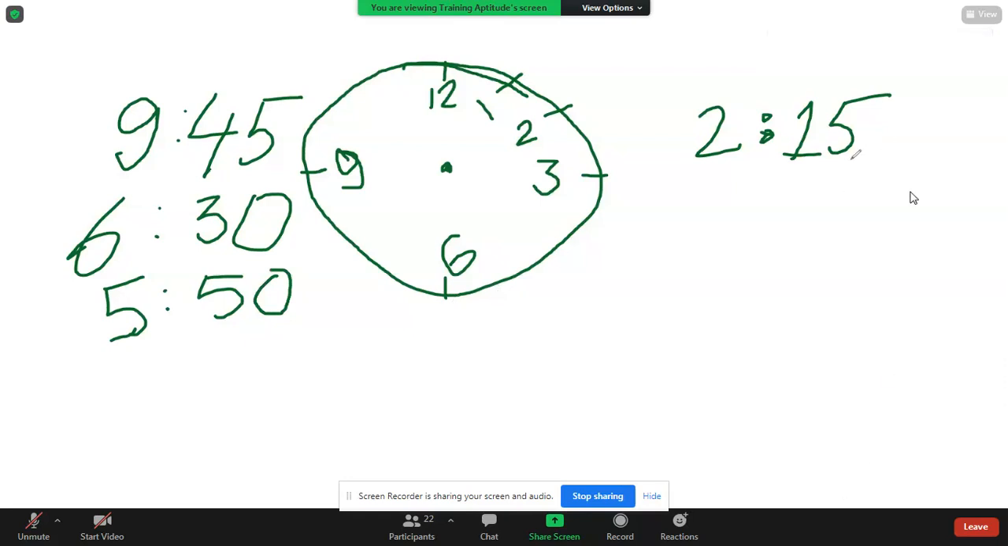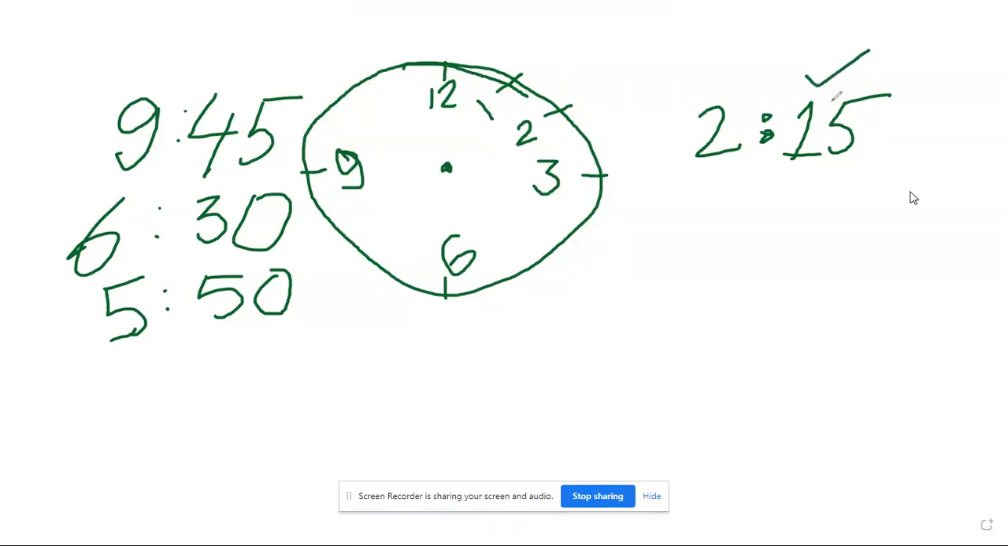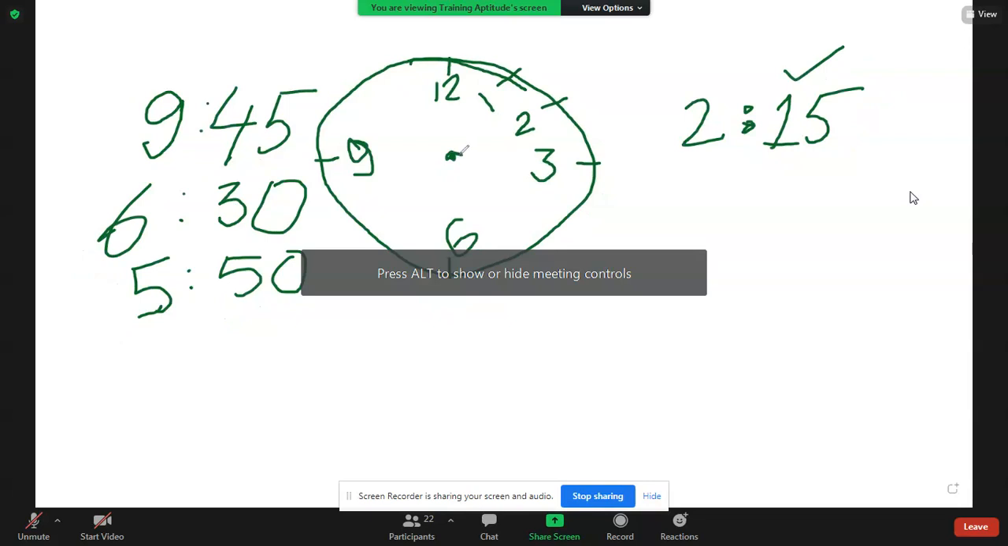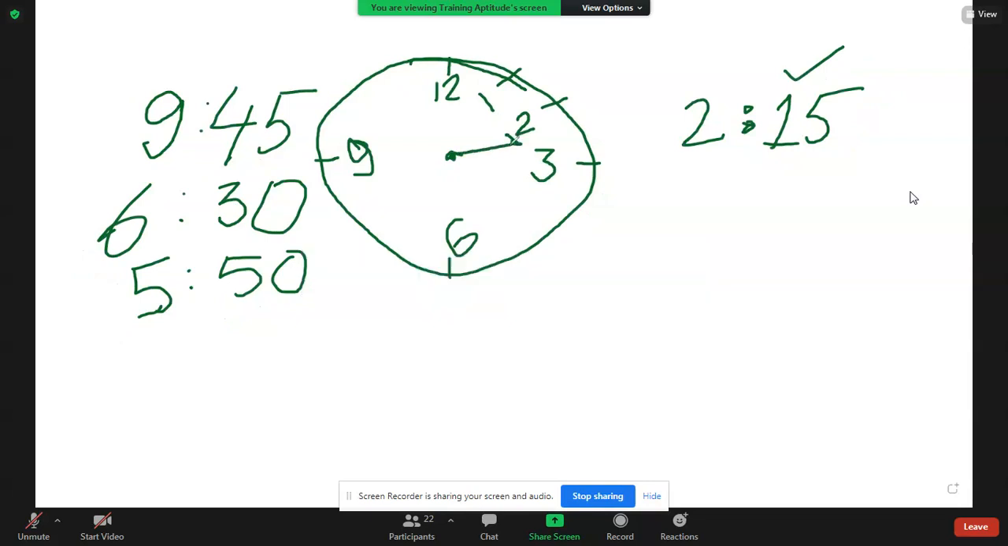2:15. Let's start with this. What is the angle formed by the two hands of the clock at 2:15? In 15 minutes, this angle formed is 7.5 degrees. But what is this other angle?